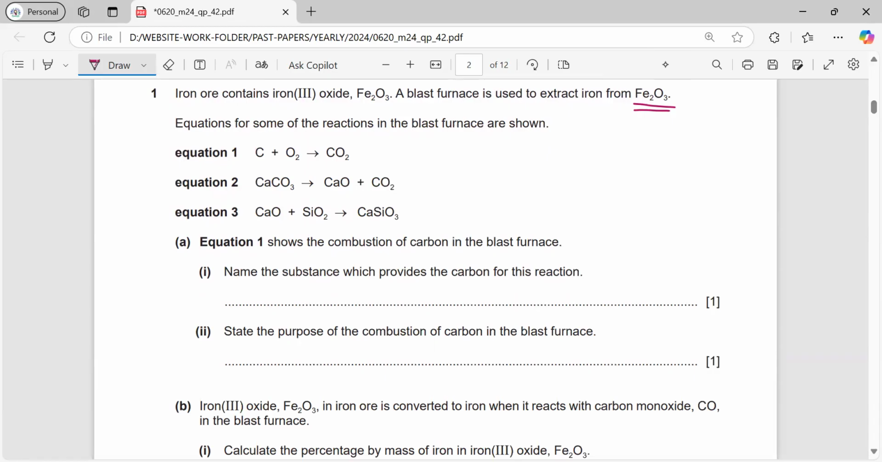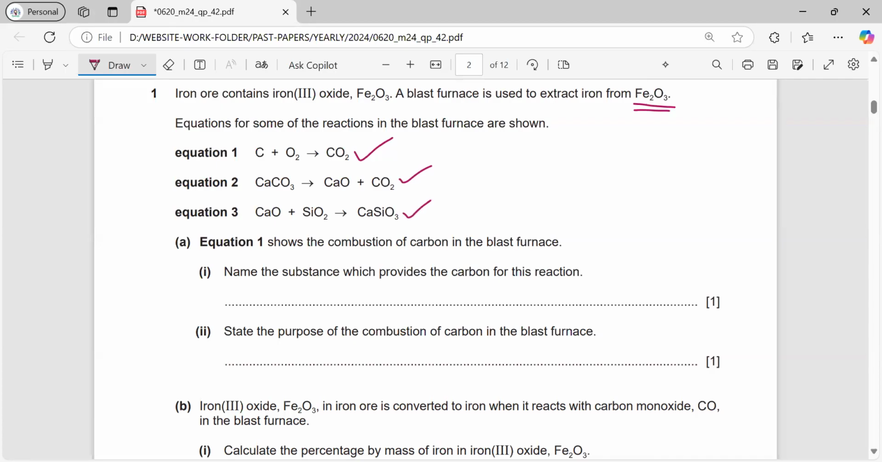Equation 1, carbon plus oxygen gives carbon dioxide. Then equation 2, we have calcium carbonate. It's decomposing into calcium oxide and carbon dioxide. Then equation number 3 is that calcium oxide is reacting with silicon oxide to form calcium silicate.